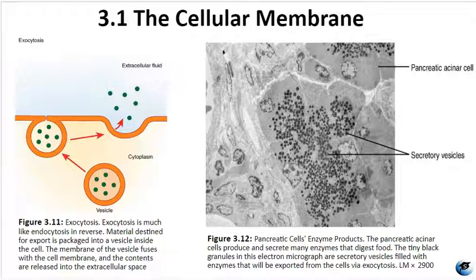Figures 3.11 and 3.12 show the process of exocytosis and the formation of secretory vesicles. Exocytosis is how cells expel or secrete materials from their interior to the external environment. This mechanism involves the fusion of vesicles, which are membrane-bound sacs, with the cell membrane, to discharge their contents. This process is important for a range of physiological processes.